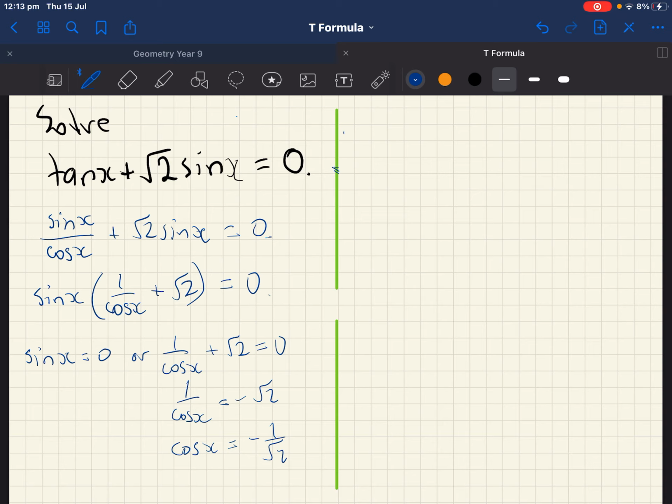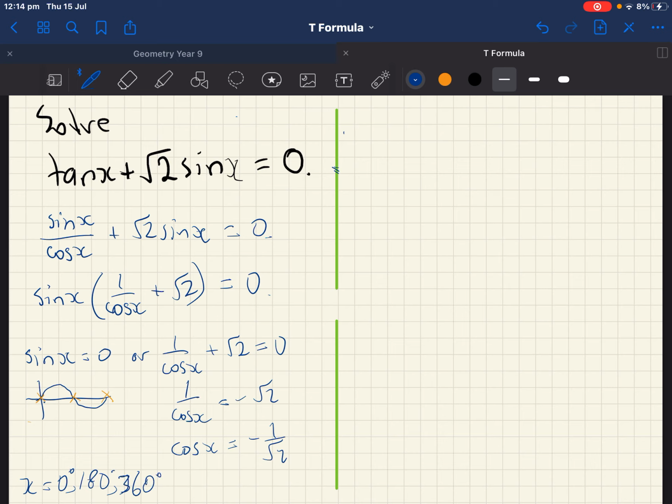And from here, you could get your solutions, right? Sine x, again, with boundary values, always look at the graph. When is sine x going to be 0? Right here at 0, 180, and 360. So we're getting solutions for x of 0 degrees, 180 degrees, and 360 degrees.